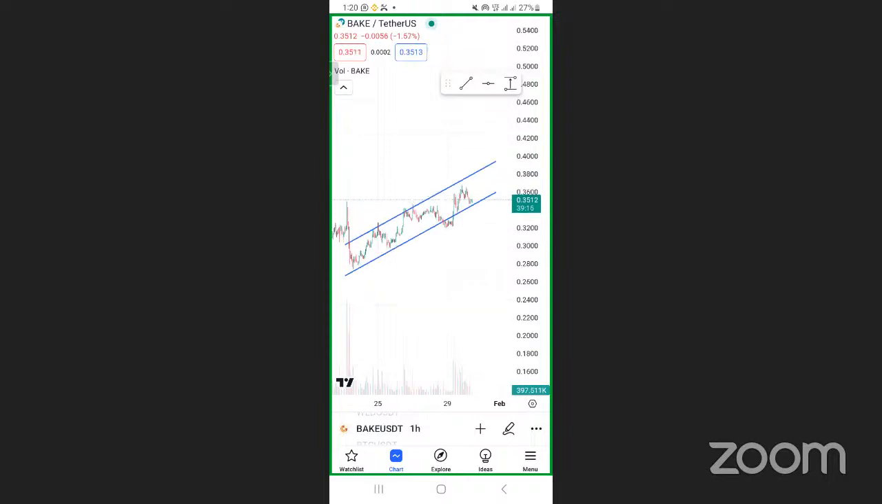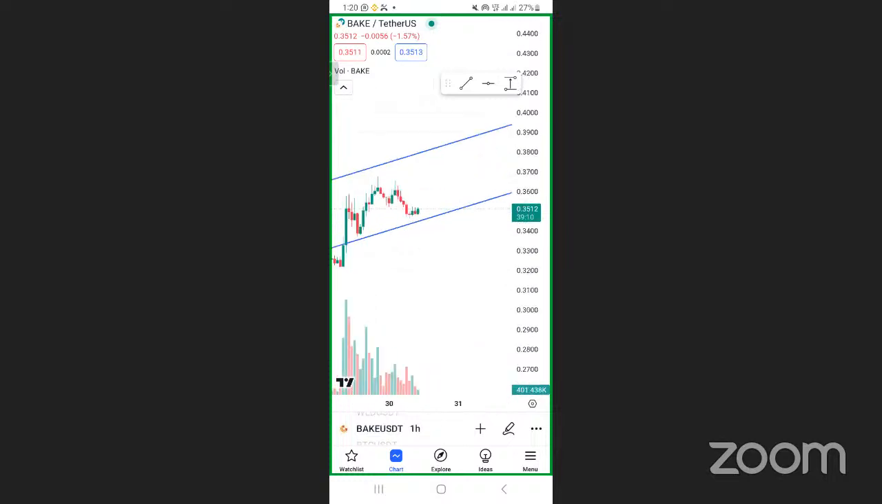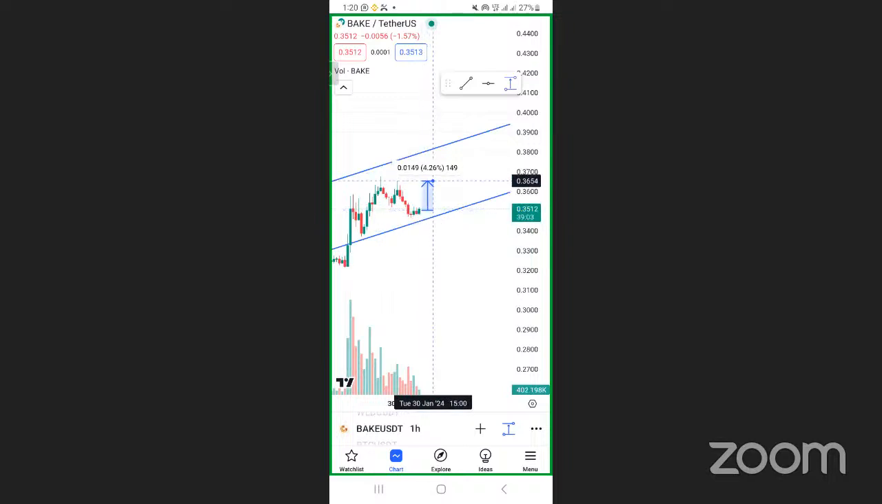If we can get a 1 hour close, actually, this is a good opportunity. You can enter the market and take like 4%. So this is a good opportunity. You can enter and make 4% out of BECK. It might take like 12 hours or 4 hours to make that move.